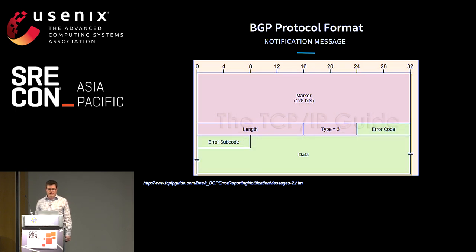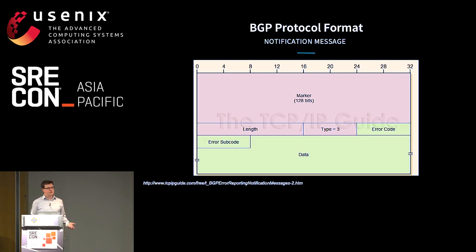And then the notification message. During the course of the BGP session, certain error conditions may interfere with normal communication between BGP peers. Some of these can be bad enough that the whole BGP session must be terminated. When this occurs, the device terminating the connection will inform its peer about the nature of the failure. So when the session does shut down, there's some information to know what actually happened.